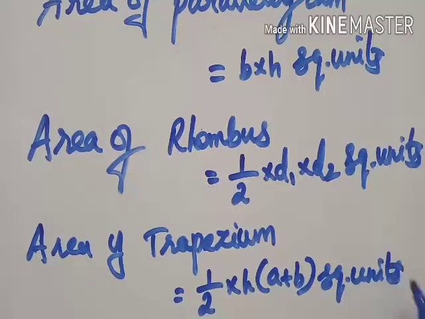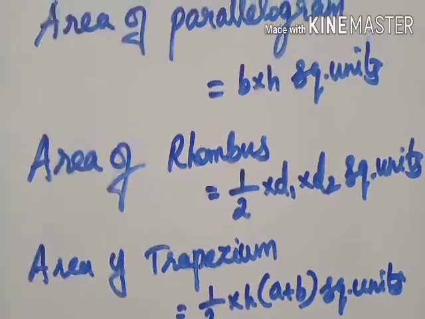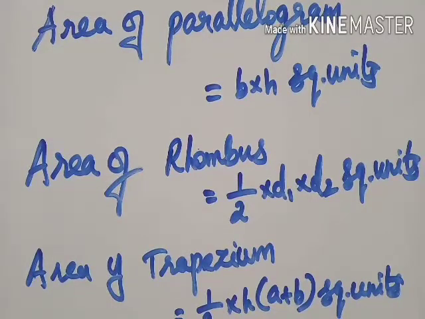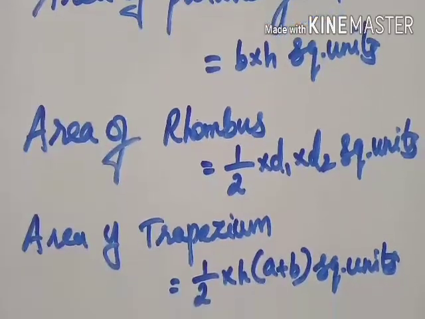Right? Again I will repeat all the three formulas. Listen here. Area of parallelogram, base into height square units. Area of rhombus, half into d1 into d2 square units. Area of trapezium, half into h into a plus b square units. Right? Area of trapezium, half into h into a plus b.